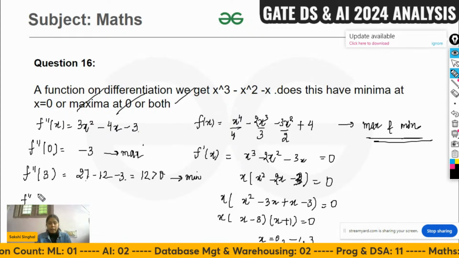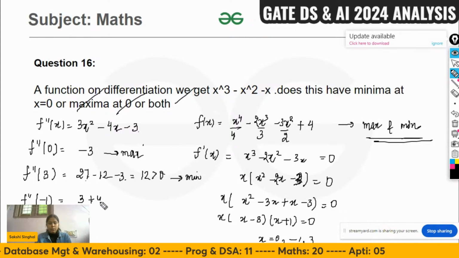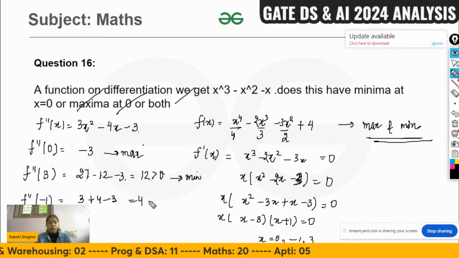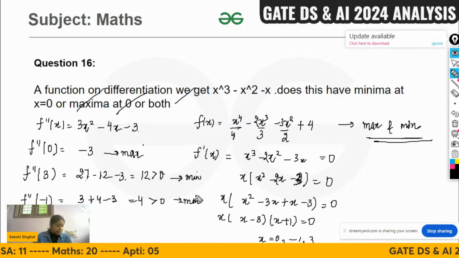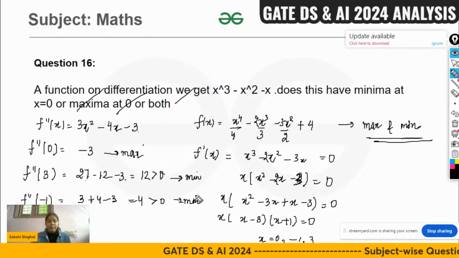And if I check for f double dash of minus 1, that would give me 3 plus 4 minus 3. That would be 4. That is greater than 0. So in this case, I have minima. So that means at x equal to minus 1 and 3, I have minima, and at x equal to 0, I have maxima.